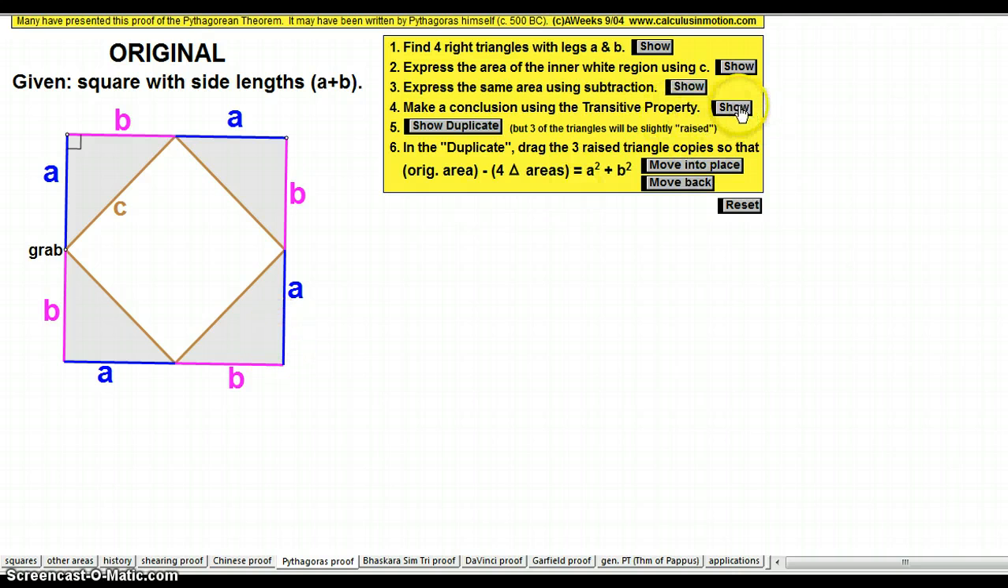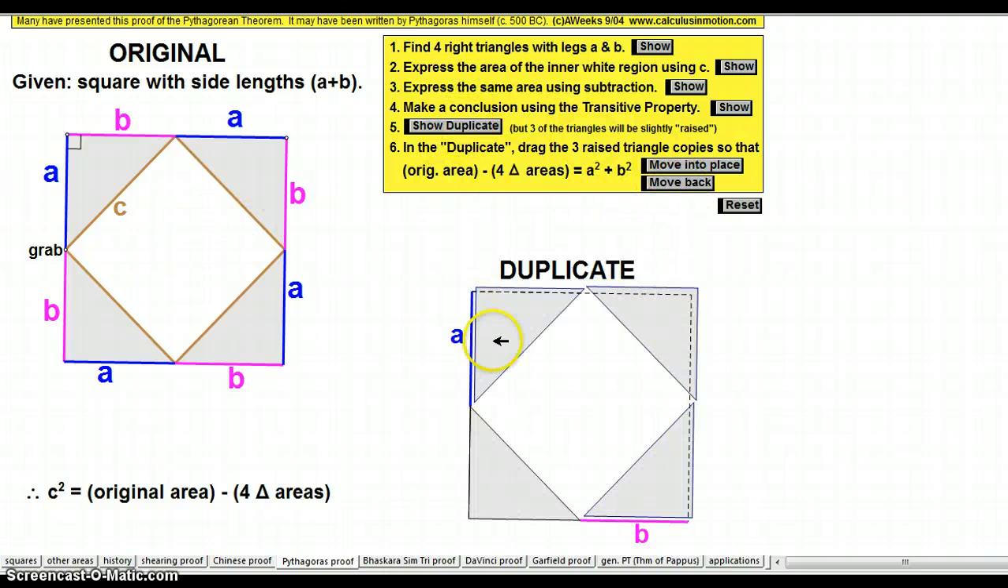Yep, so I'm going to take away my four different sides, my four different triangles. So if I say that this C squared here in the middle is really the original area of the square minus the four smaller triangles, I get the white area that's left over. We're going to duplicate this square, and these triangles are now loose.